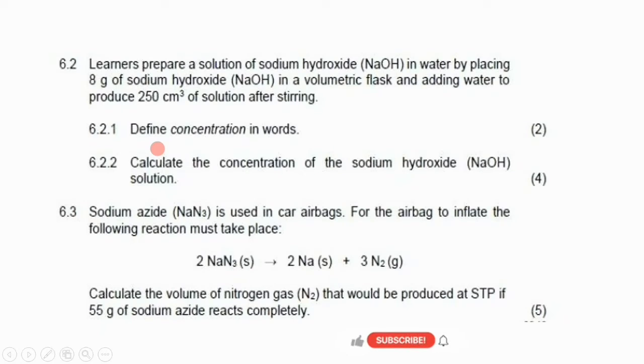Then 6.2.2 says calculate the concentration of the sodium hydroxide solution, right? So in order to calculate the concentration, let's look at the information that we are given. We are given 8 gram here, and then we are also given the volume 250 centimeter cube. Now we can see that this volume is not in the desired SI unit. We need our volume in decimeter cube. So what must we do? Say 250 divided by 1000, and then we'll have 0.25 dm cube, right? So that is our volume in the desired SI unit.